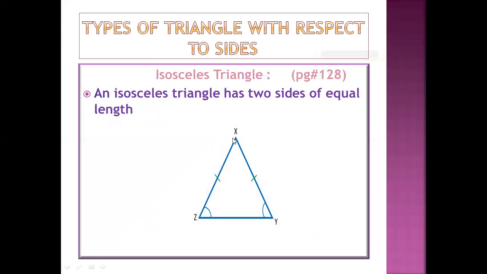Isosceles triangle, also pronounced as isosceles triangle. An isosceles triangle has 2 sides of equal length. In equilateral, 3 sides are equal, and in isosceles, 2 sides are equal. And in the diagram, these signs mention that these 2 sides are equal, and the third side will be different from them.